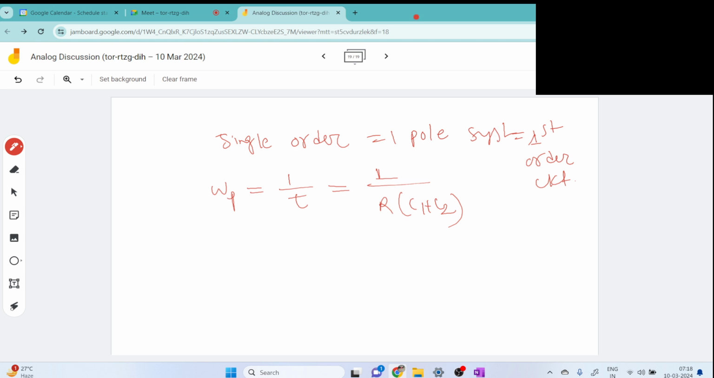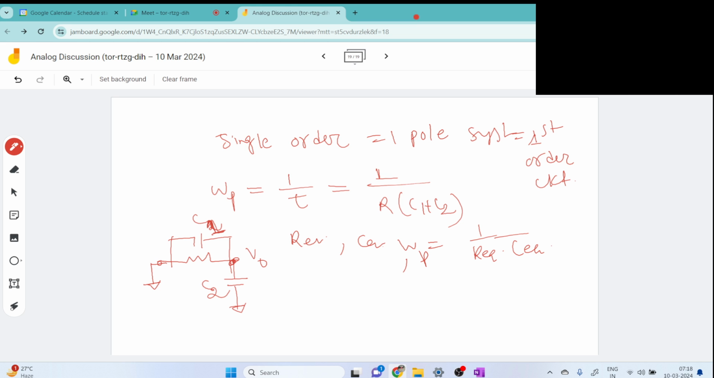Now let's intuitively find the pole and zero here. For the pole, all the independent sources will be inactive. We have to find the equivalent resistance and equivalent capacitance for that. Then the pole location will be 1 over R equivalent times C equivalent, which we have already found: 1 by R times C1 plus C2.